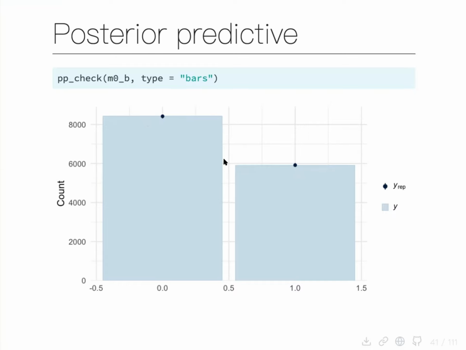Okay, and that might mean specifying a different family instead of Bernoulli. Maybe we want to do something else or whatever. Okay, or it might mean changing the way that you're coding predictors or whatever.